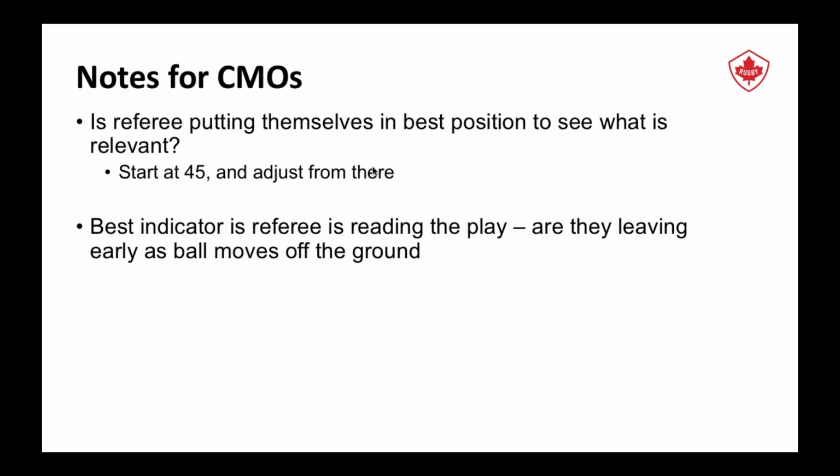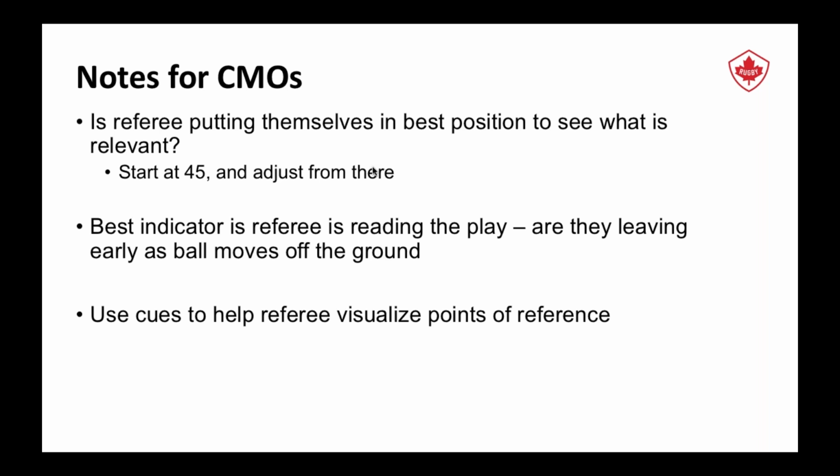The best indicator that the referee is reading the play is, are they leaving early as the ball moves off the ground? So as a coach of match officials, when I watch other referees, the thing that I know that they do to tell me that they're clued in to how the game is going to function or where the ball is going to go is how soon they start moving. So keep that in mind as we go through watching referees, ensuring that their positioning, quote unquote, is accurate. It's more about, okay, well, are their movements related to what they see happening in the game?